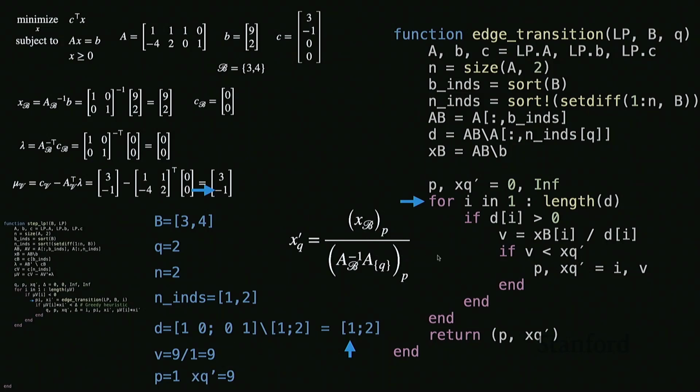And so we saw that it was less than that, so we stored p and xq prime, and now we're going to come back up to the for loop because we need to go through the rest of the d components. So now we're back up at the top of the for loop.